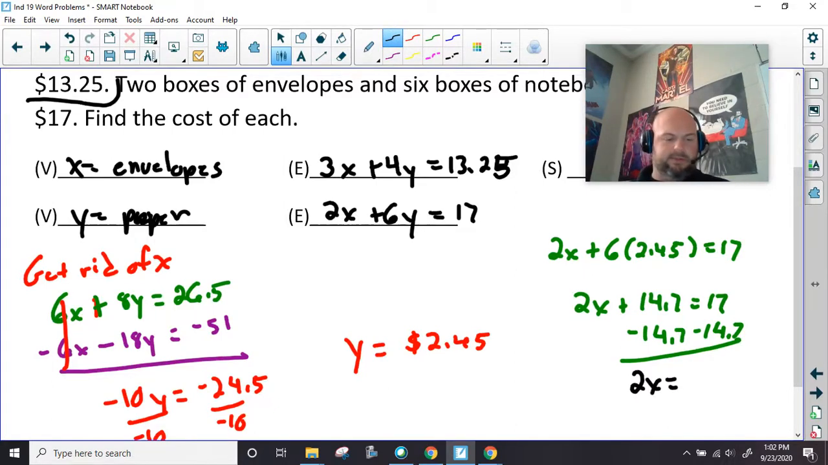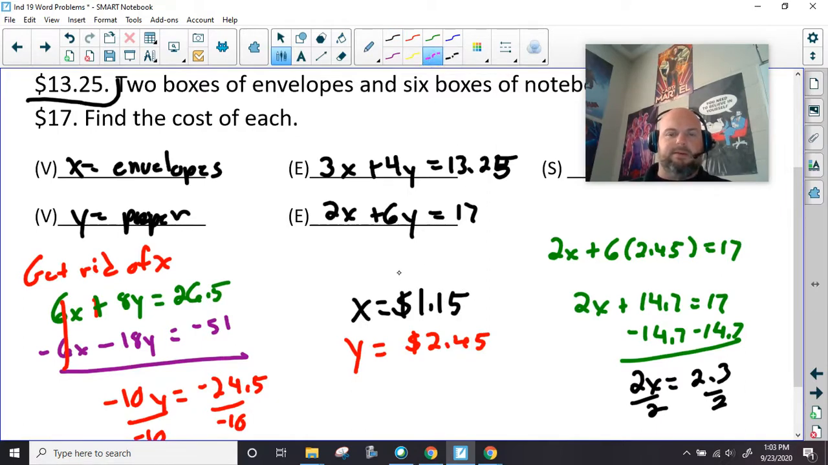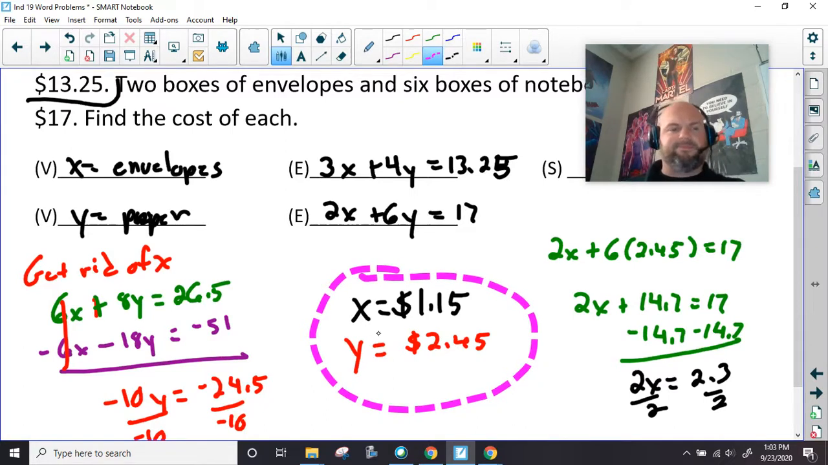2x equals, this is 2.3 divided by 2 divided by 2. So x would equal $1.15. Now I know I'm kind of writing all over everywhere, but that's because my face is covering up the solution.